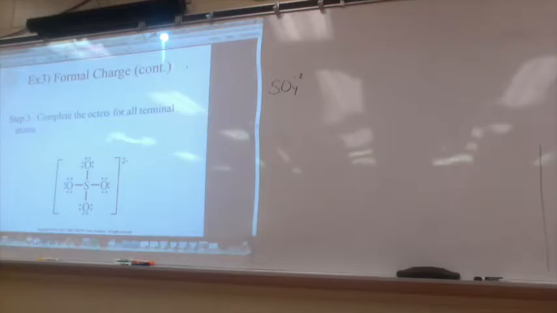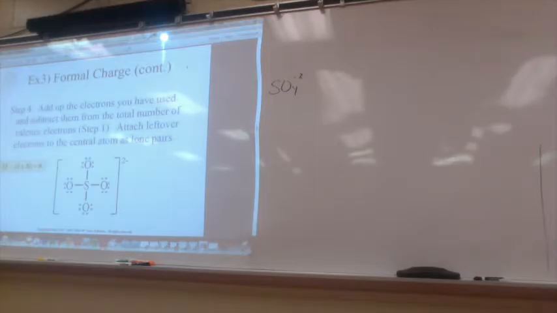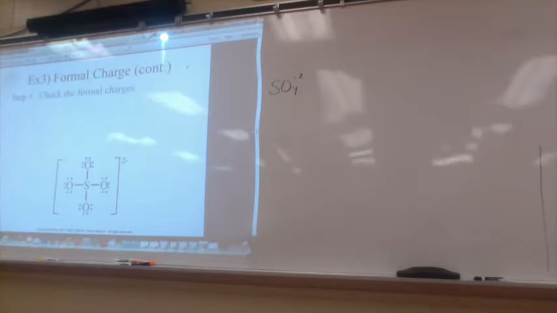So first you have to check that everything has their 8s, and then the extra ones go on the central atom, right? So we have 6 times 4 is 24, 26, 28, 30, 32. We're filled, right? So everything is satisfied here. We end up with 0, so there are no leftover electrons on the central atom, right? Okay. So now we need to check formal charge, because we think that this structure is complete, don't we? Okay. So go ahead now and check your formal charge.